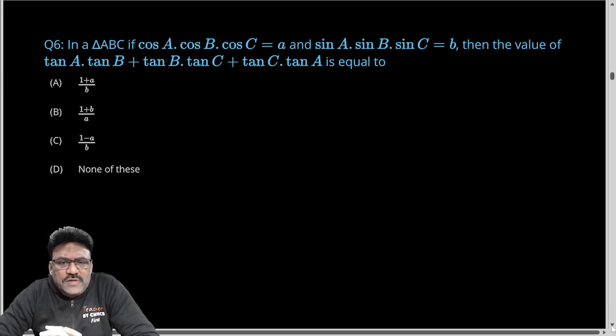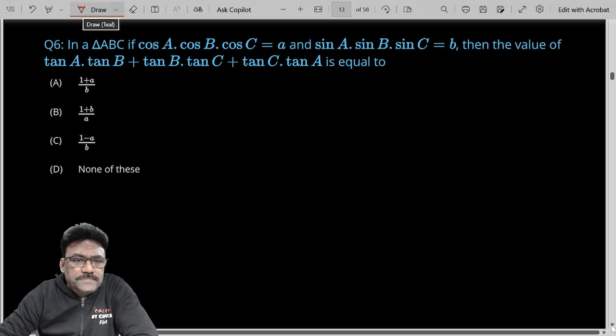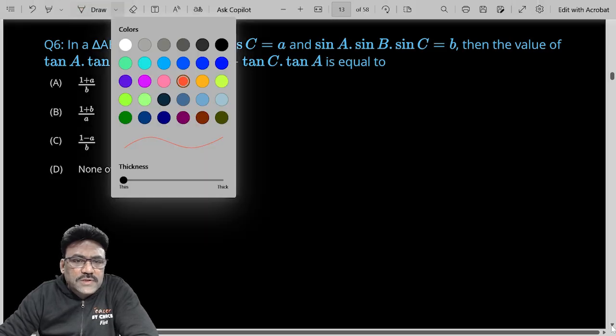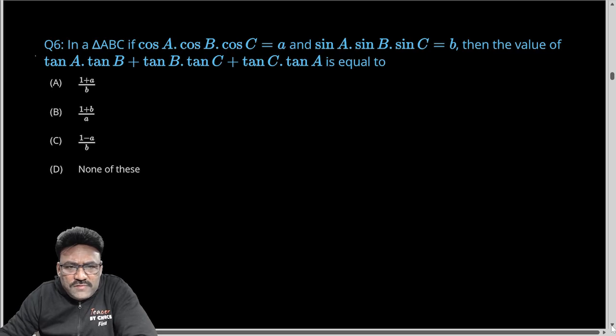So in a triangle ABC, cos A cos B cos C is a, and sin A sin B sin C is b. Then what will be the value of tan A tan B plus tan B tan C plus tan C tan A? We have to get tan A tan B plus tan B tan C plus tan C tan A. So let's see how to get this.